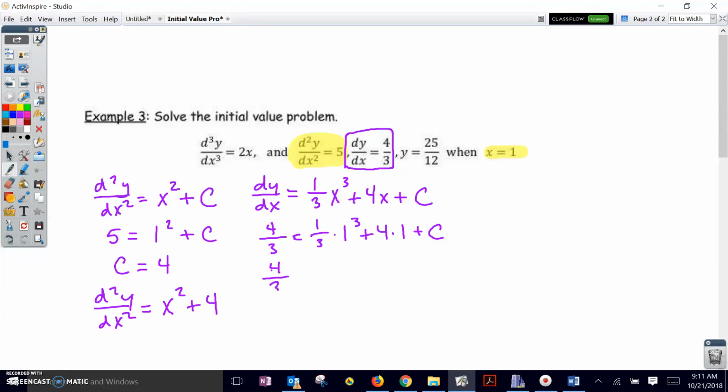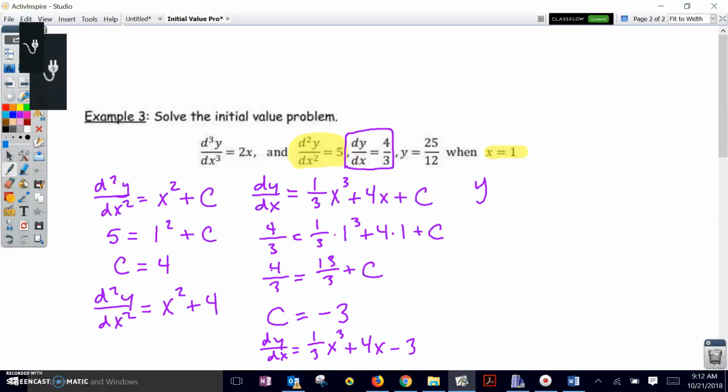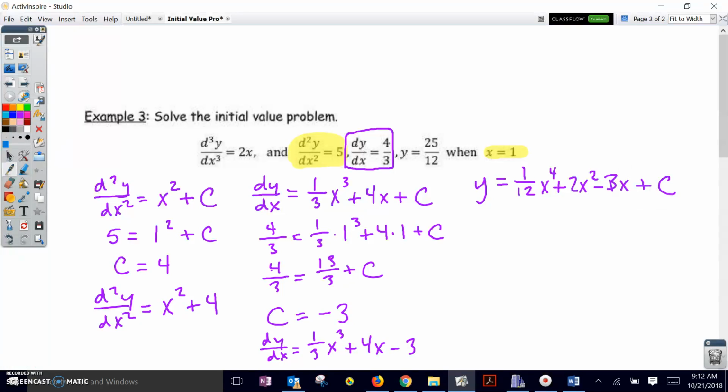So let's see, 4/3 is equal to 13/3 plus c. Subtracting 13/3 from both sides, we get c equals -3. So dy dx is equal to 1/3 x to the third plus 4x minus 3. And then the antiderivative of that is going to be y, and that's going to be 1/12 x to the fourth plus 2x squared minus 3x plus a constant.